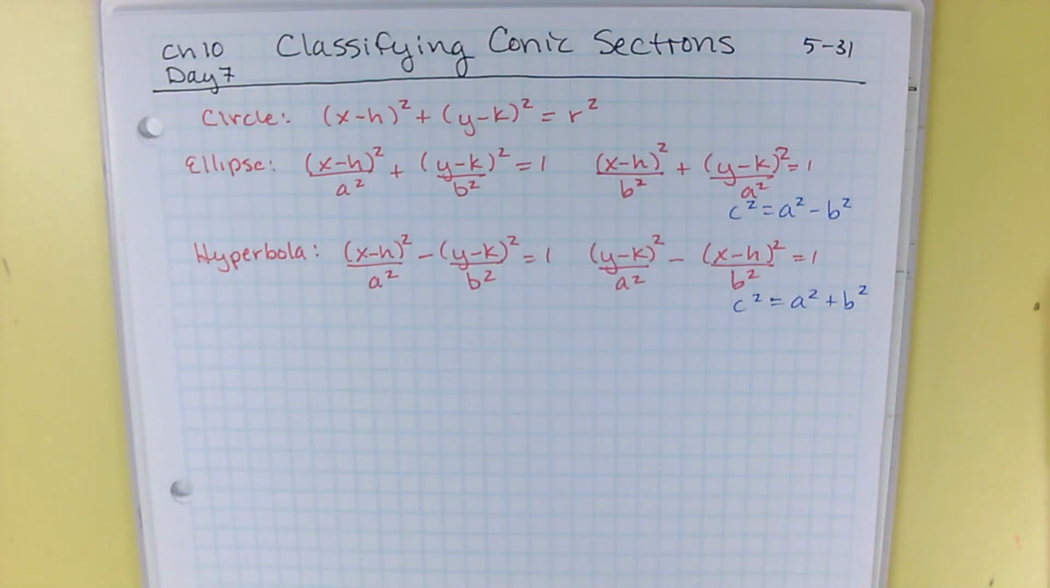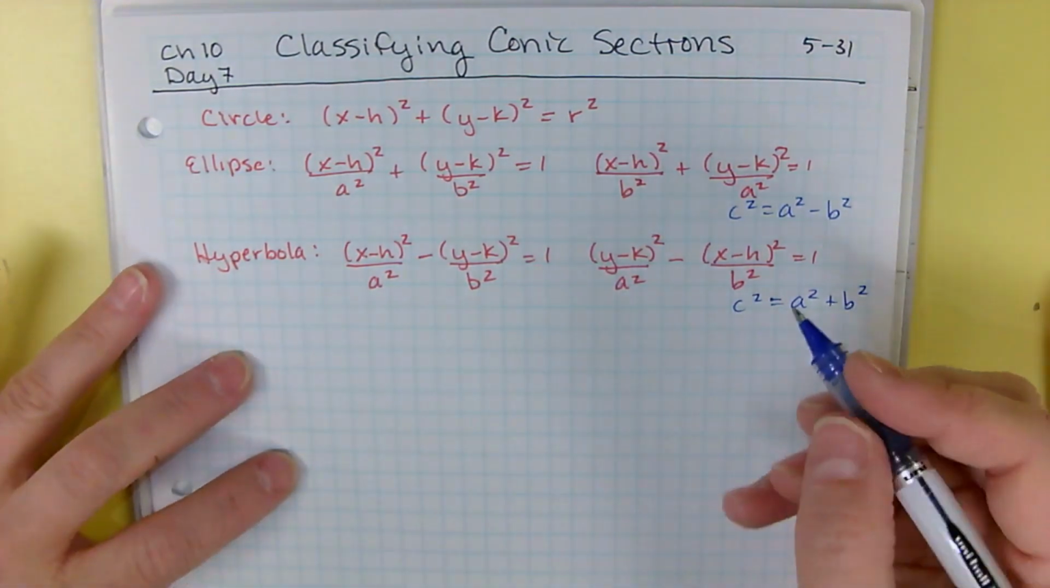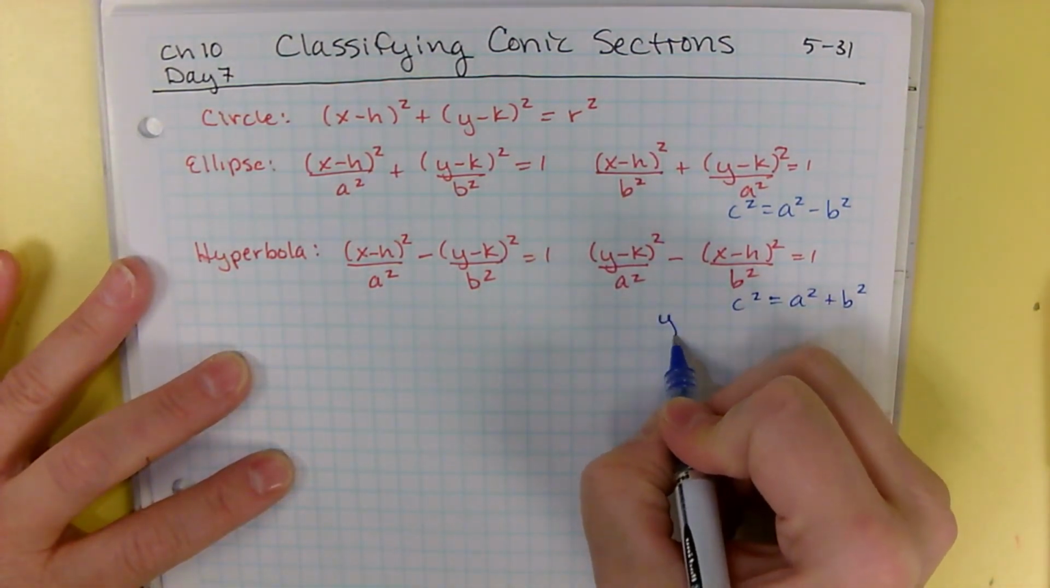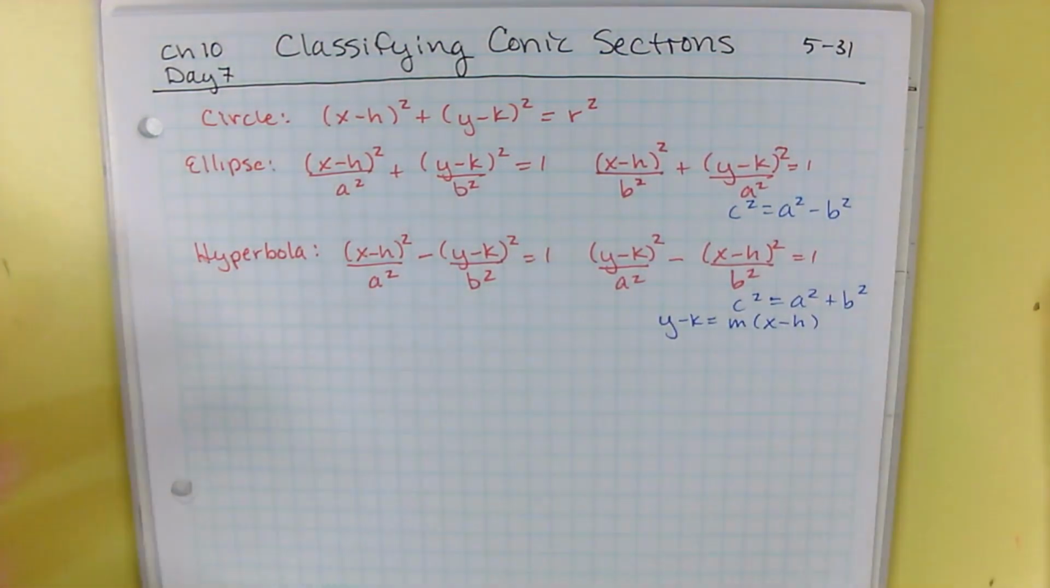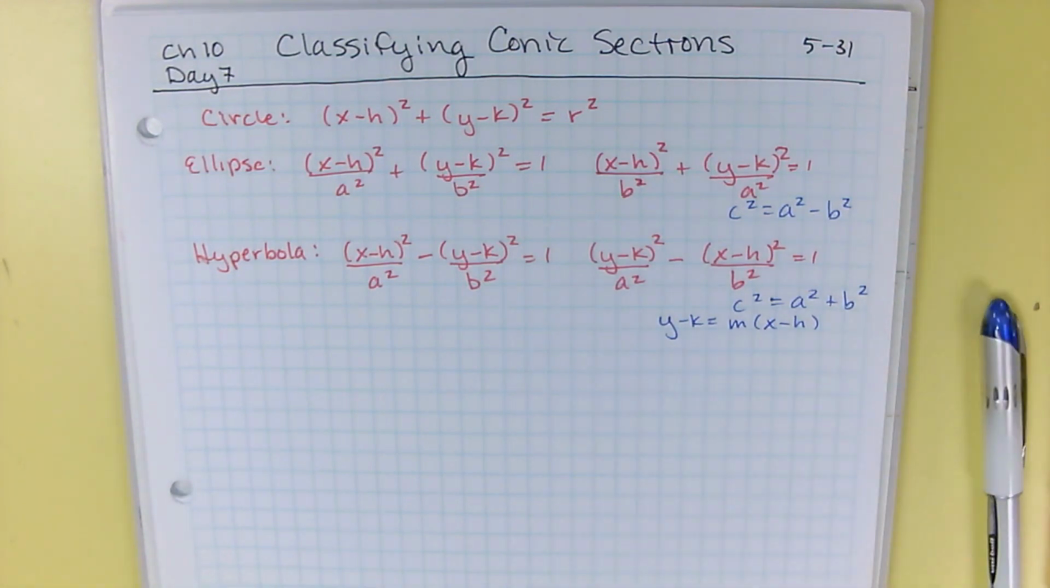In the case of a hyperbola, there's also an asymptote equation, y minus k equals slope m times x minus h, for the asymptotes. So those are the equations that we have so far. And I want you to look at them and see what the differences are between them. The circle is the only one that isn't equal to 1.